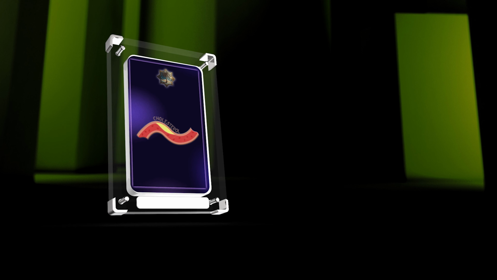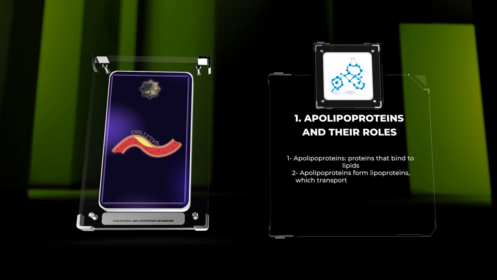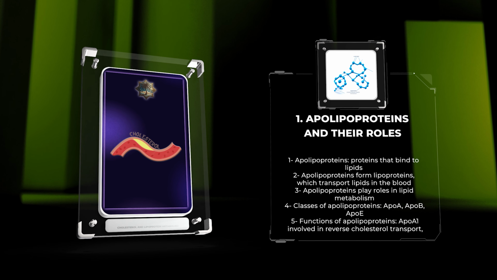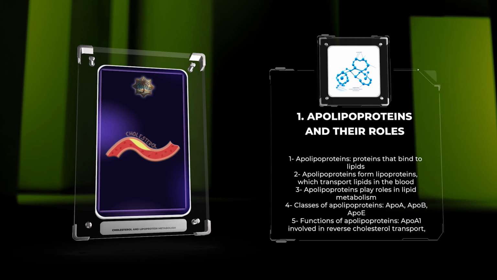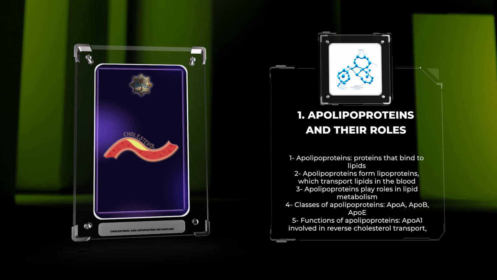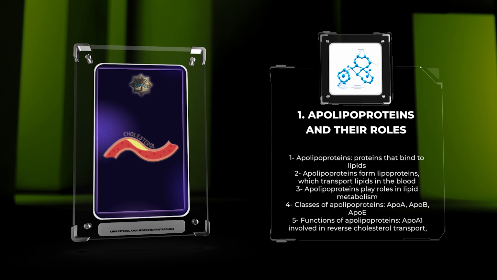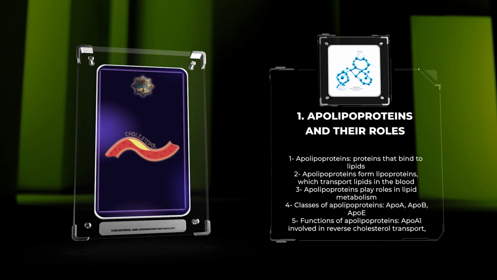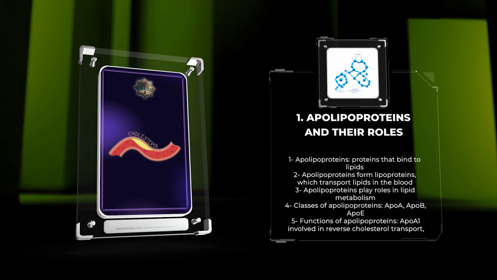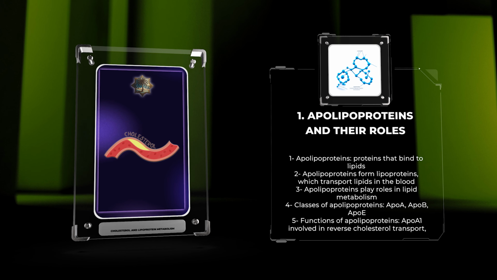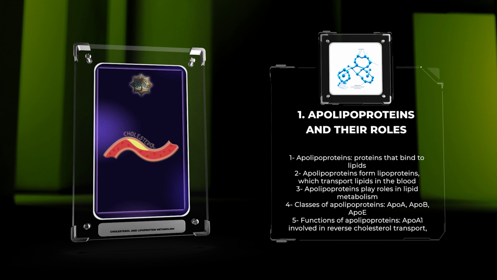Apolipoproteins are proteins that bind to lipids to form molecular complexes called lipoproteins, which serve as the major transport vehicles for lipids in the blood. These proteins play crucial roles in lipid metabolism, including lipid transport, cellular uptake, and enzyme activation. There are several classes of apolipoproteins, such as APOA, APOB, and APOC, each with distinct functions.